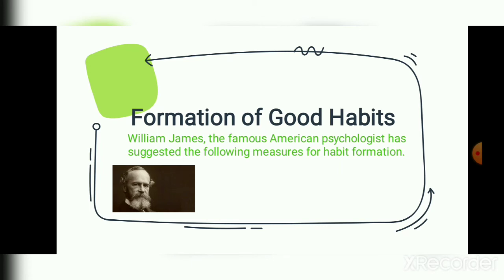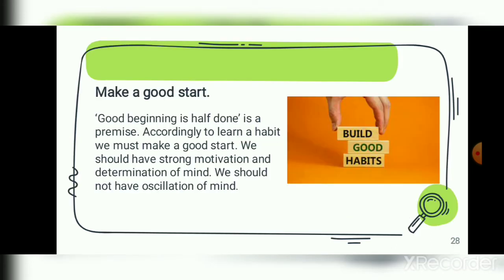Formation of good habits. William James, the famous American psychologist, has suggested the following measures of habit formation. Children's potential for learning is extraordinary. What develops through the early years of learning is the child's knowledge base, their metacognition, for example, their awareness of and the ability to control their own cognitive activity and their abilities to self-regulate, to cultivate them. Make a good start.